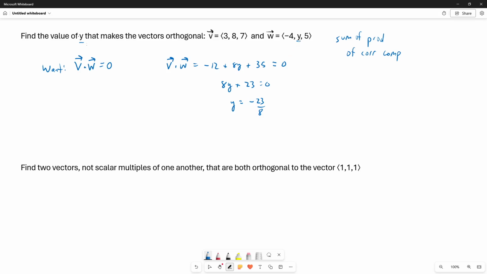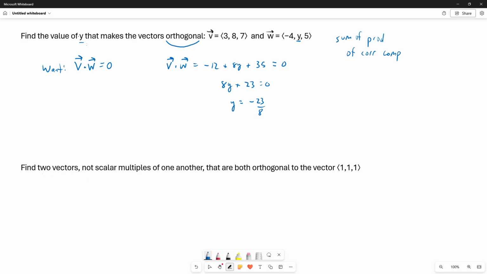So if we choose y to be that particular value, then these two vectors will be perpendicular to each other. Orthogonal is a term that is more general than perpendicular, but in this case, it just means perpendicular.